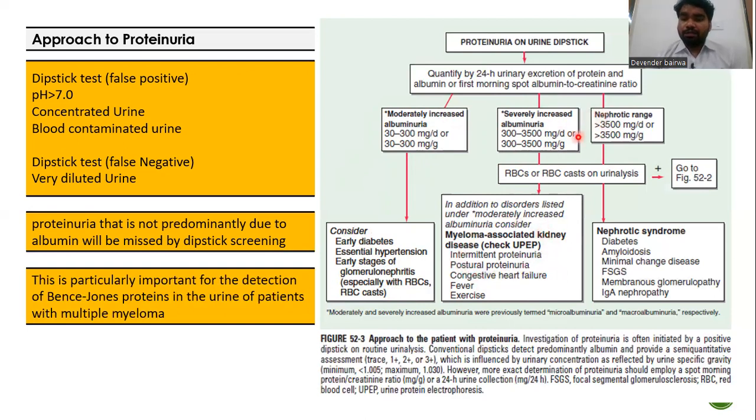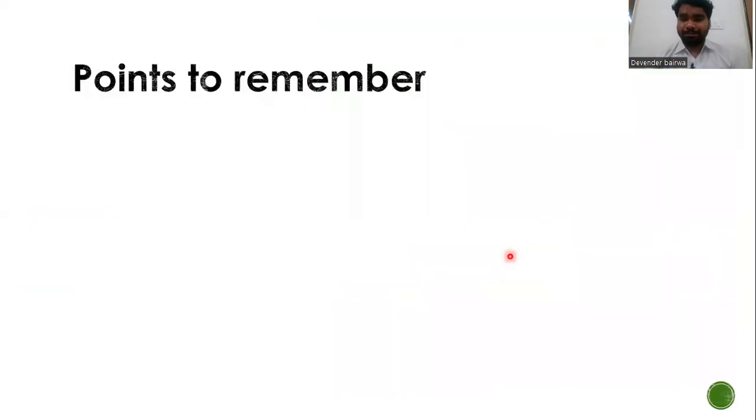Suppose if patient is having proteinuria more than 3.5 gram, that is nephrotic range proteinuria, then we have to think about nephrotic syndromes. These nephrotic syndromes include diabetes, amyloidosis, minimal change disease, focal segmental glomerulosclerosis. There are many kinds of membranous glomerulopathies and IgA nephropathies. All these causes can also lead to your moderate amount of proteinuria.